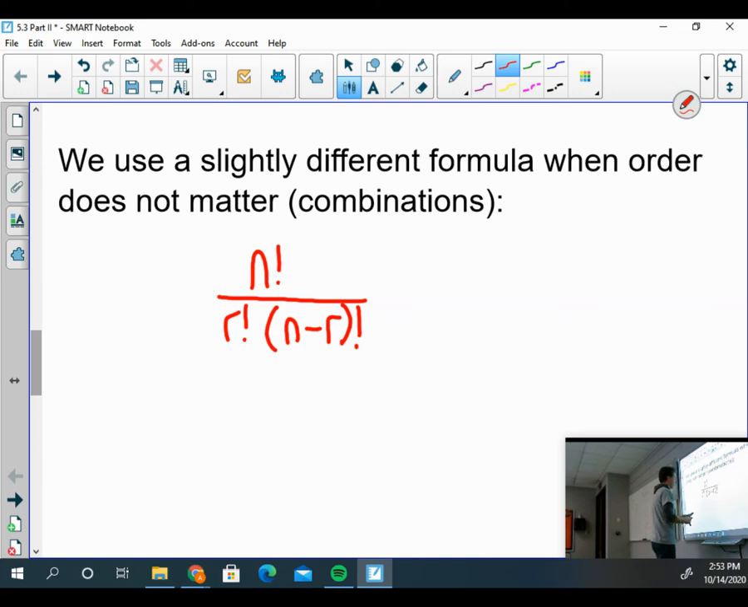Similarly, in our calculator, there's an equivalent function. If we type in our n value, then go over to math and tab over to PRB, you're going to see the nCr formula in your calculator. Again, this works very similarly to permutations, except it'll run the formula for combinations. Just enter your n and your r values.